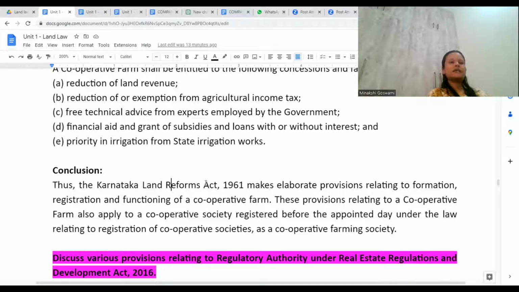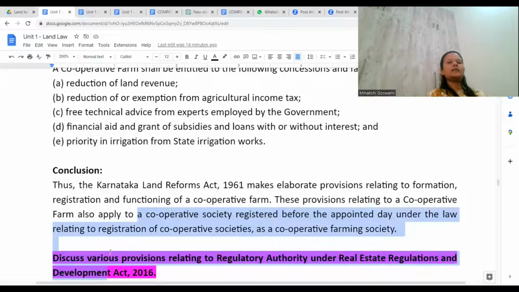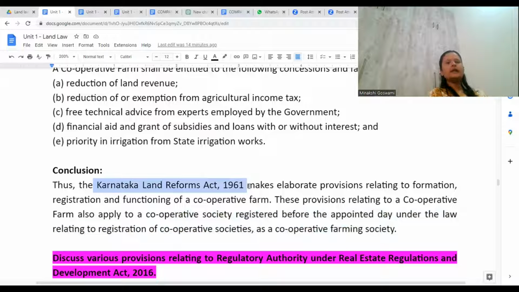Okay, so this Karnataka Land Reforms Act makes elaborate provisions relating to formation, registration, and functioning of cooperative farms. These provisions relating to cooperative farms also apply to cooperative societies registered before the appointed date under the law relating to cooperative societies or cooperative farming societies. Might be someone got registered as a cooperative society before this legislation came into existence. So there also that cooperative society is going to get the same benefits because it is also performing similar sorts of functions. Okay, so it talks about all the benefits.